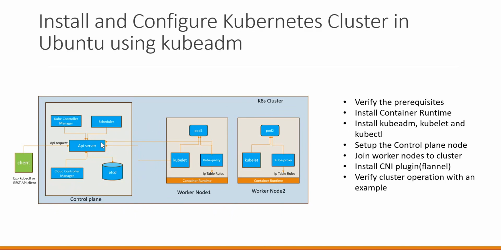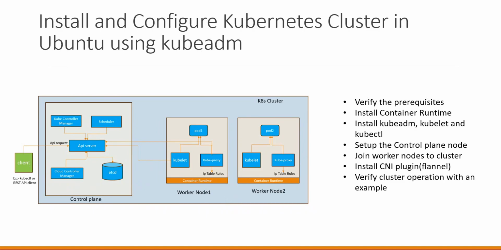Then we will install kubeadm, kubelet, and kubectl in all these 3 nodes. Kubeadm will be used for setting up the cluster, and kubelet will be used for starting and stopping the pods and interacting with the API server and so on. So we will install kubelet in every node, and also we will install kubectl for interacting with the cluster. Once kubeadm is installed, we will initialize the cluster, which will set up the control plane components. Then we will join the other worker nodes to the cluster by using kubeadm.